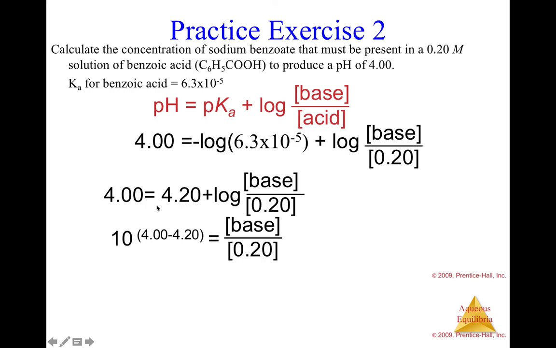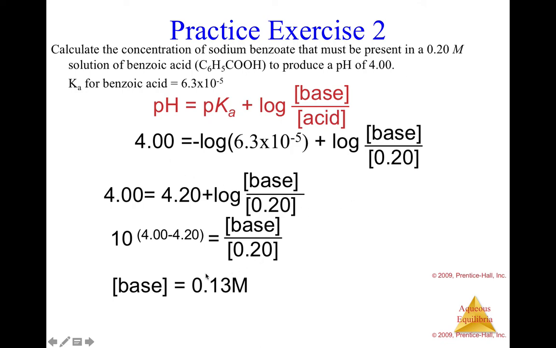I'm now going to subtract 4.20 from both sides and then take 10 to the power to cancel out the log. So I get 10 to the 4 minus 4.20 equals the base divided by 0.2. On your calculator, 10 to the negative 0.2, times 0.2, gives my base molarity. And I got 0.13 molar. So this would be the molarity that you would need to mix in with a 0.2 molar benzoic acid solution that would result in a pH of 4.